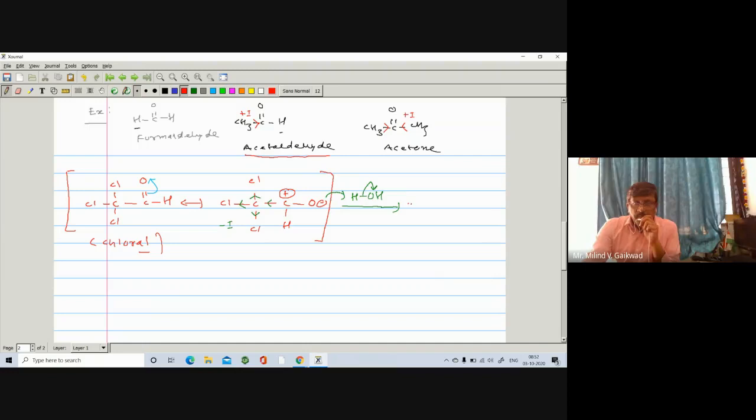Here I can write the hydration product like this one. Here is a Cl, here is a Cl, here is a Cl, and here is a C, and here is an H. Here is an O, and there is addition of H. Also, there is addition of O and H.